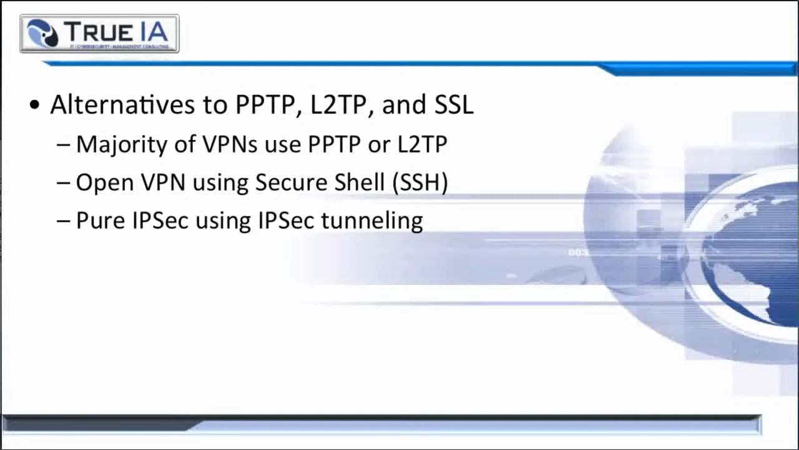However, there are some alternatives to the point-to-point tunneling protocol and L2TP and SSL for that matter. Although the majority of VPNs are going to use these technologies, there are some competing technologies like OpenVPN using Secure Shell or SSH, or just using pure IPsec using IPsec tunneling.